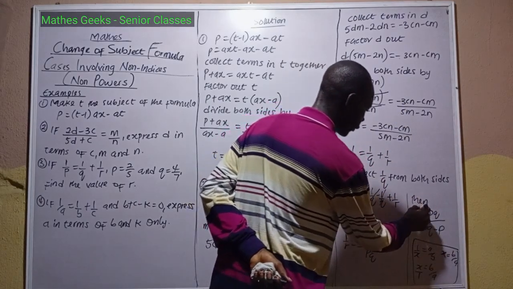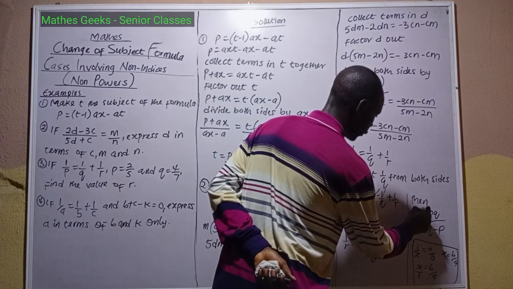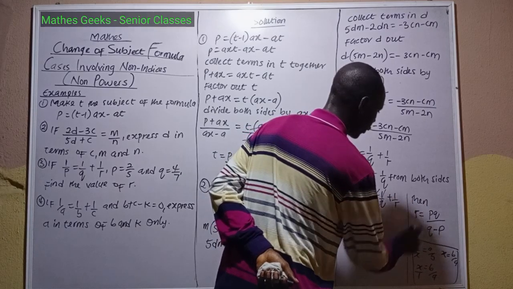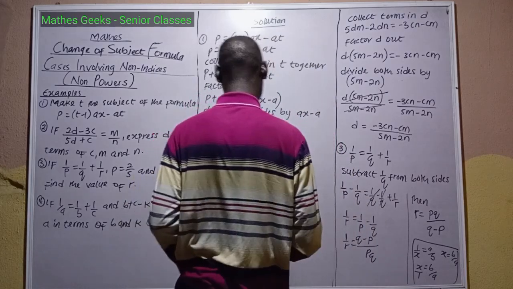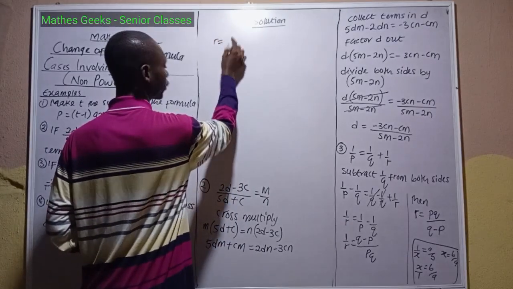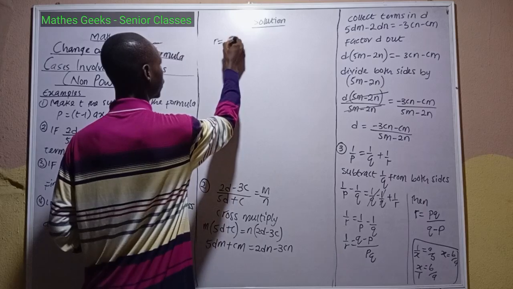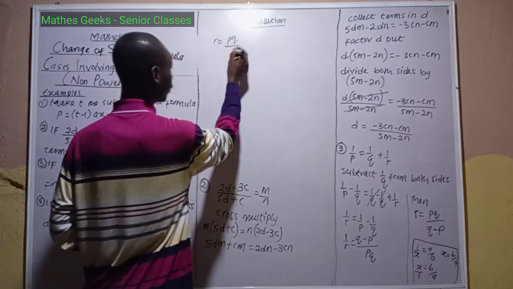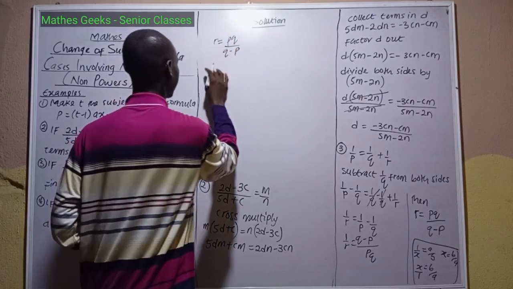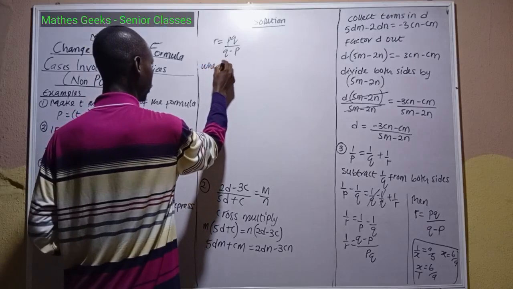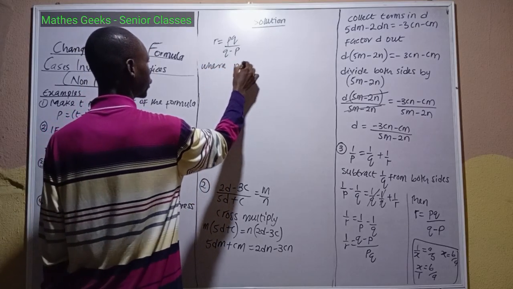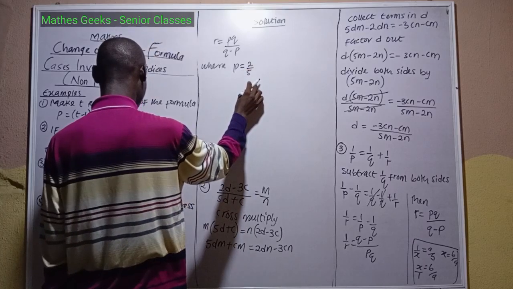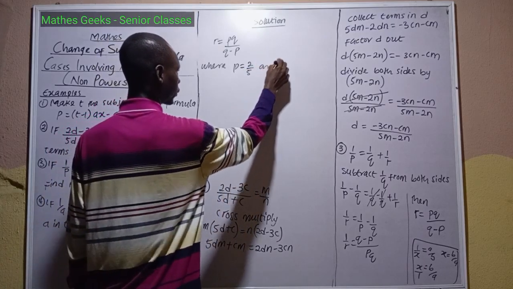So now we can find the value of r in that formula. r is equal to pq over q minus p, where p is equal to 2 over 5 and q.